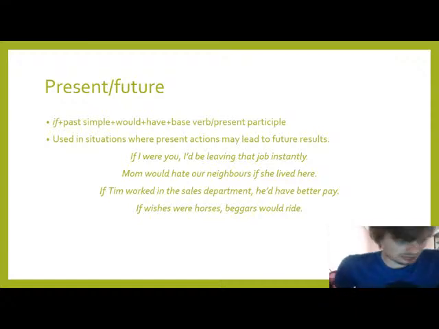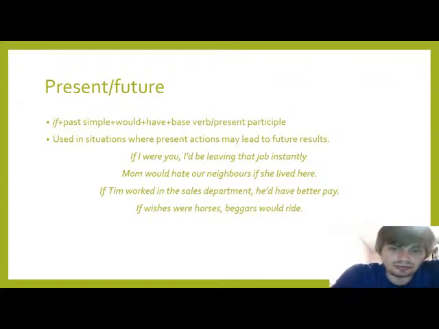Another example in this slide is if Tim worked in the sales department, he would have better pay. So what we're having in this situation is that Tim is working in another department with worse pay. However, for some reason, he's not getting transferred to the sales department, and now we're just thinking of this hypothetical situation. Damn, if only he would go and work in the sales department, he would be paid better. Unlike now, where he's paid less than he deserves.